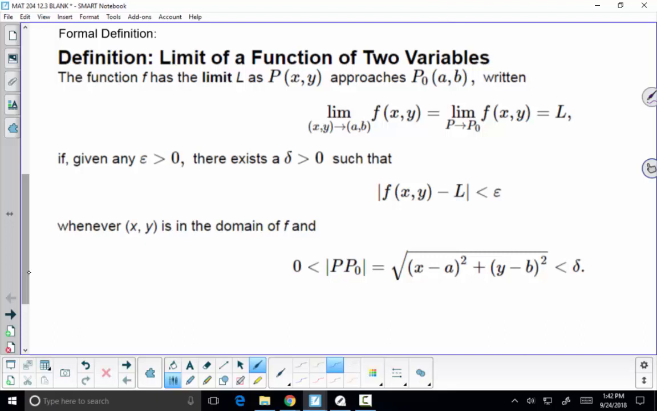Is that supposed to be P times P naught, or is that supposed to be a vector? This is the absolute value, the magnitude of the vector from P to P naught. Okay. So that's the distance from P to P naught. It's just kind of hard to tell when they don't put the little arrow. I know. They don't do what they should do.